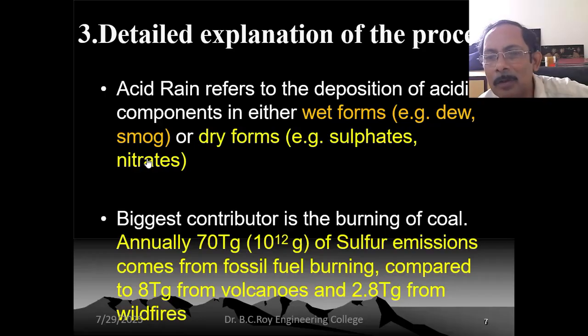Now the biggest contributor is the burning of coal. Annually 70 tons of the sulfur emission comes from fossil fuel burning, compared to 8 from volcano and 2.8 from wildfires.